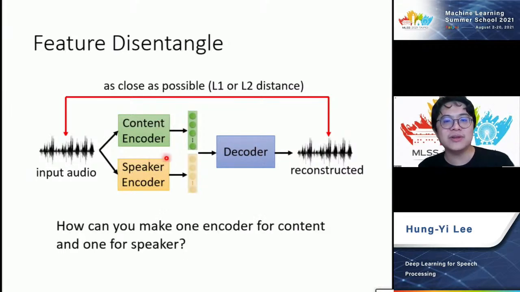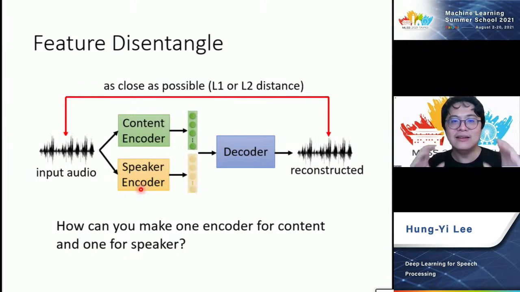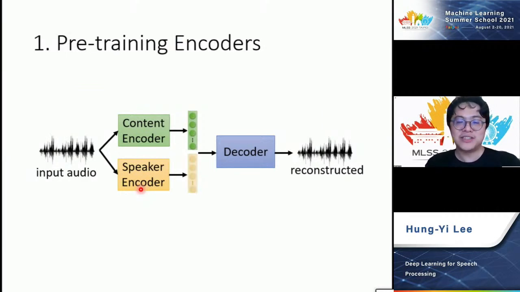However, if these two encoders and the decoder are jointly trained, how can we achieve feature disentanglement? How can we make this encoder encode content and this yellow encoder encode speaker? How can we make these two encoders encode different information? And this is what is interesting in feature disentanglement. This is the core research problem in voice conversion. And there are several ways to achieve it.